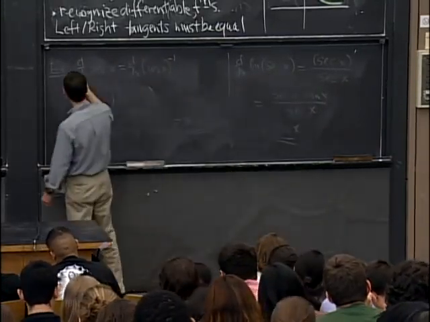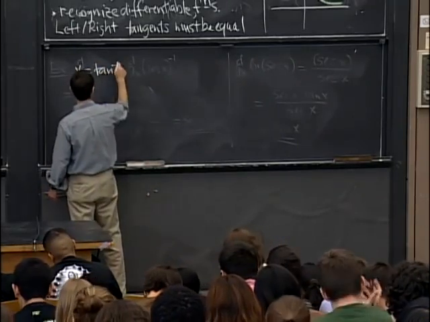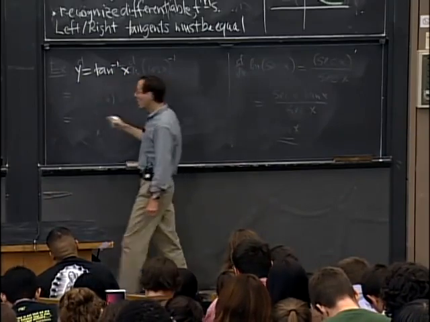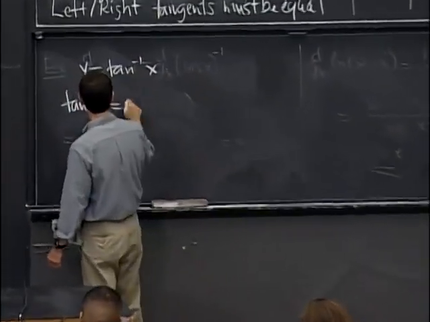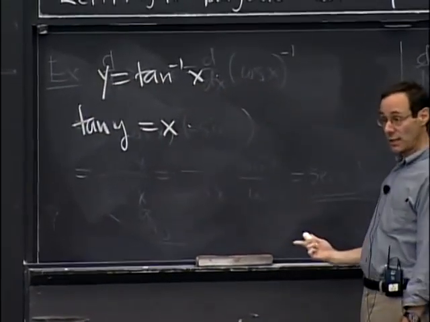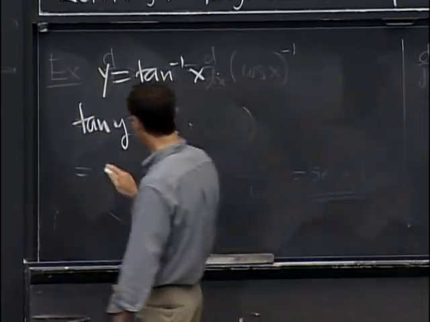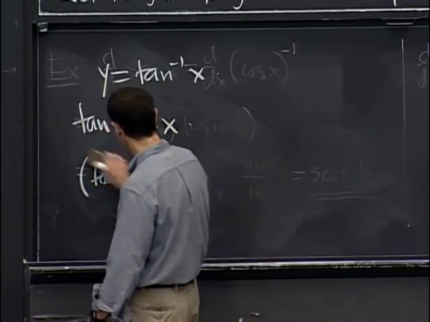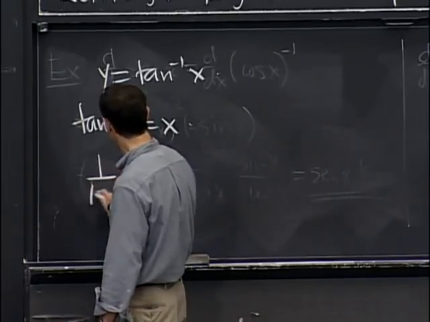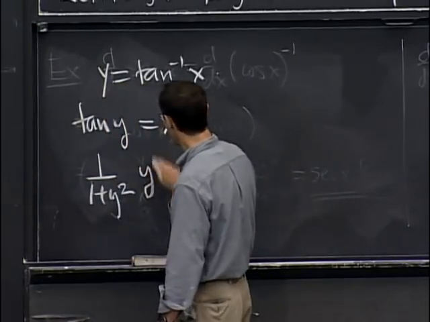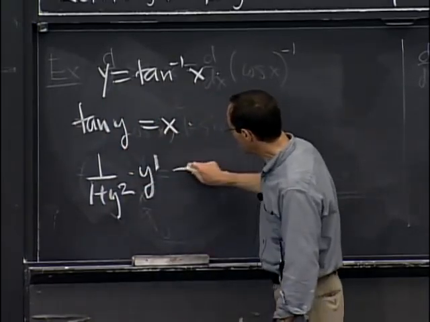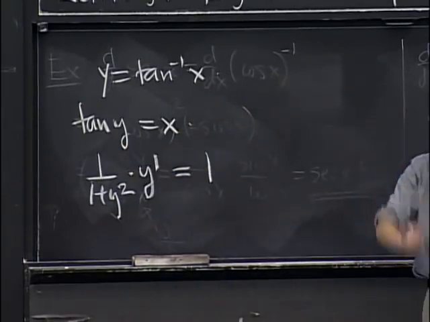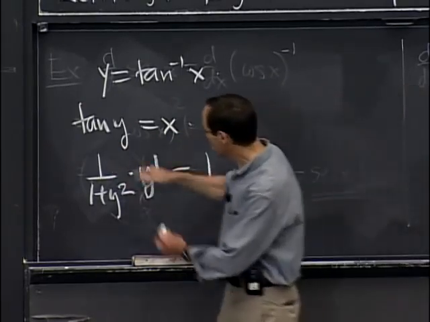So here's how you do it. y is equal to tan inverse of x. And now this is hopeless to differentiate, so I rewrite it as tan y is equal to x. And now I have to differentiate that. Okay? So when I differentiate it, I get the derivative of tan y with respect to y, so that's 1 over 1 plus y squared times y prime. So this is the hard step. That's the chain rule. And on the left side, I get 1. So I'm doing this super fast because we have 30 seconds left. All right? But this is the hard step right here.